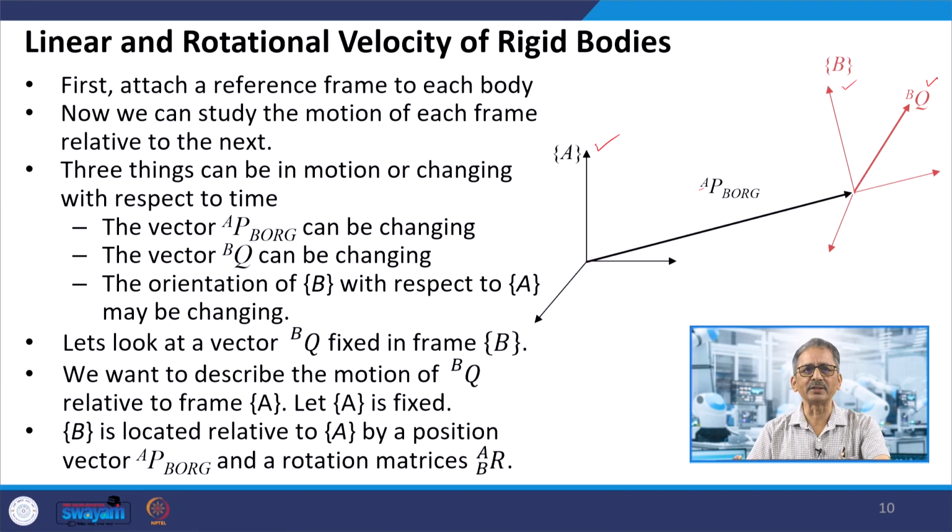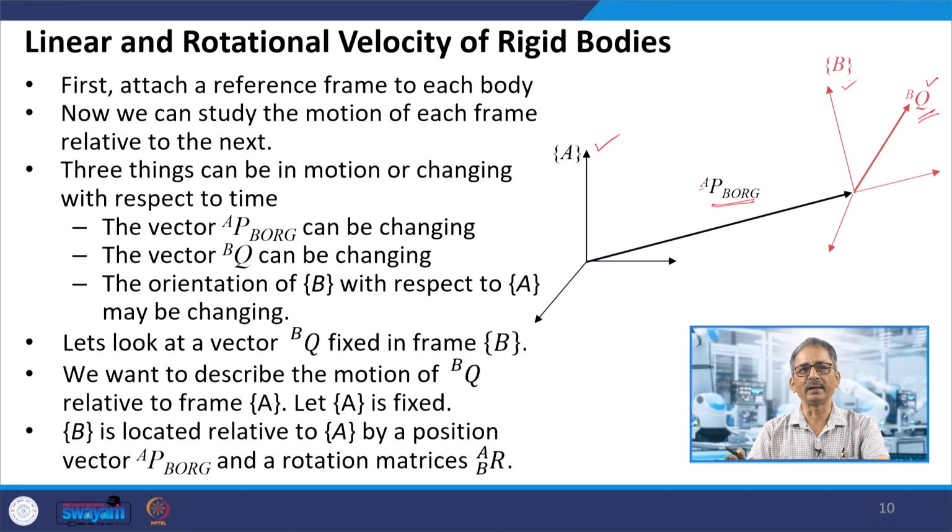What are those three things? The first is that the vector P B origin can be changing. This is one possibility of the motion here. The second is that the vector QB can be changing in that frame. And the third possibility is that the orientation of frame B is changing with respect to frame A. So, we can look at these three things separately, and then we can combine them.